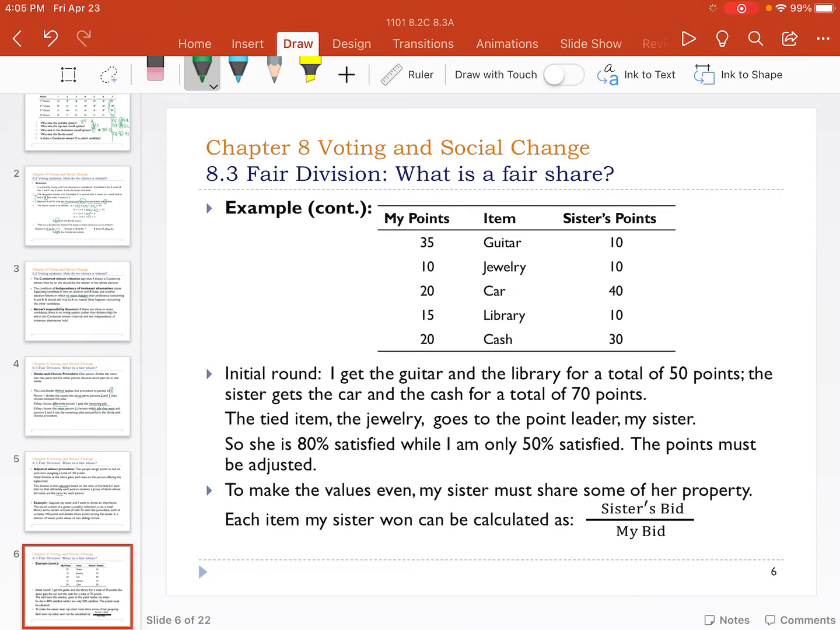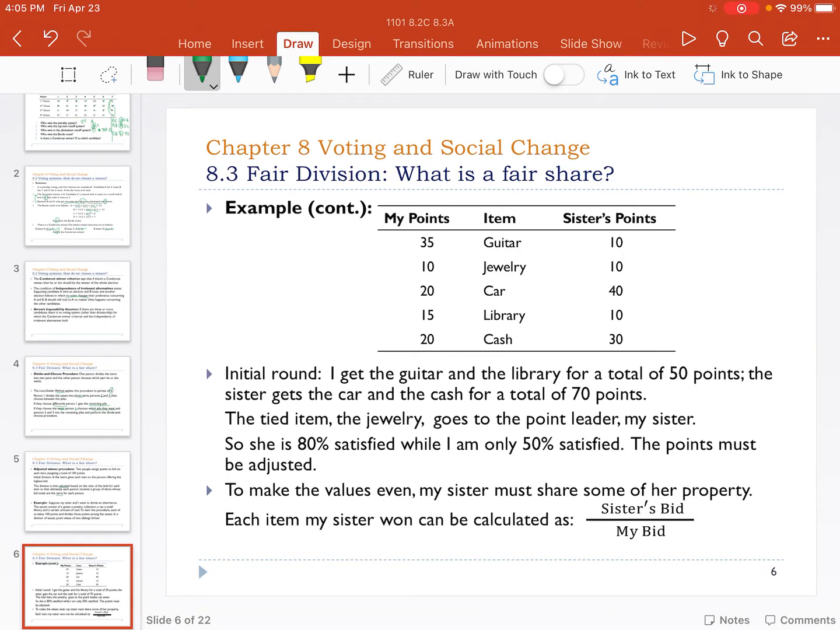In a division of assets, point values of 2 siblings follow, and here is the example they give us. With the guitar, I put down 35 points, but the sister only put down 10. And jewelry, it was a tie, 10 points each. With the car, I put down 20, but she put down 40. I'm ahead in the library, as I put 15 points down, and she put 10. With the cash, I don't know how much cash it is, they didn't say. I put down 20 points for cash, and she put down 30 points for cash.